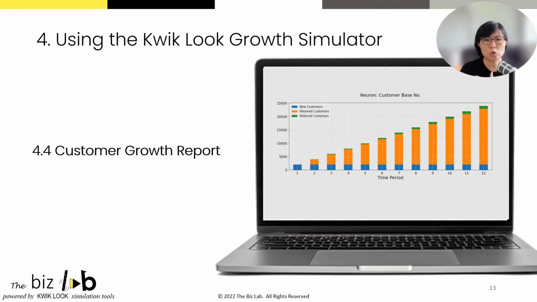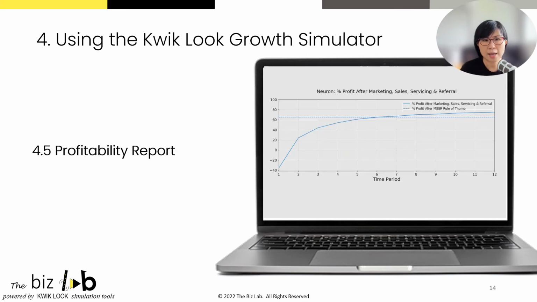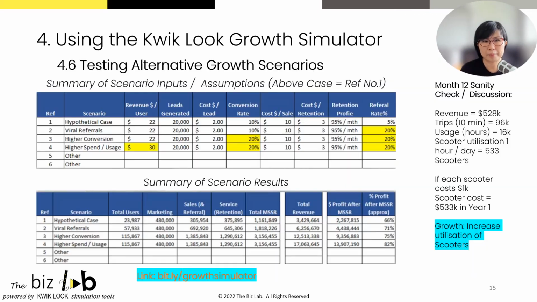In addition to a tabular presentation, the tool also provides you with visual reports of customer growth and profitability. The beauty of this tool is that you can systematically test alternative growth scenarios. So from the table, you can see here that the scenarios get increasingly aggressive. So customers can spend more, there is higher conversion, and higher rate of referral.